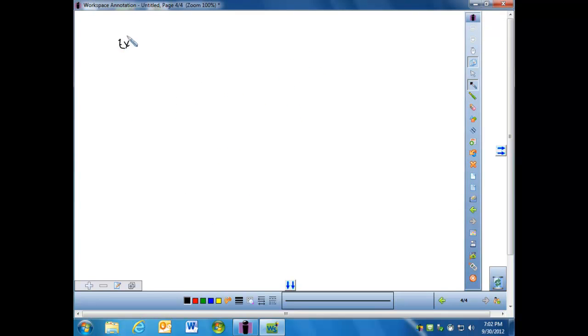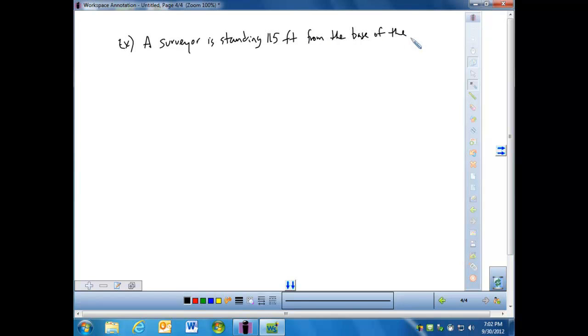So let's work on an example problem here. When you're doing these problems, the most important part of the problem is understanding what the question is telling you, drawing a picture of that, and then fitting it to a right triangle, creating a right triangle from the given information.